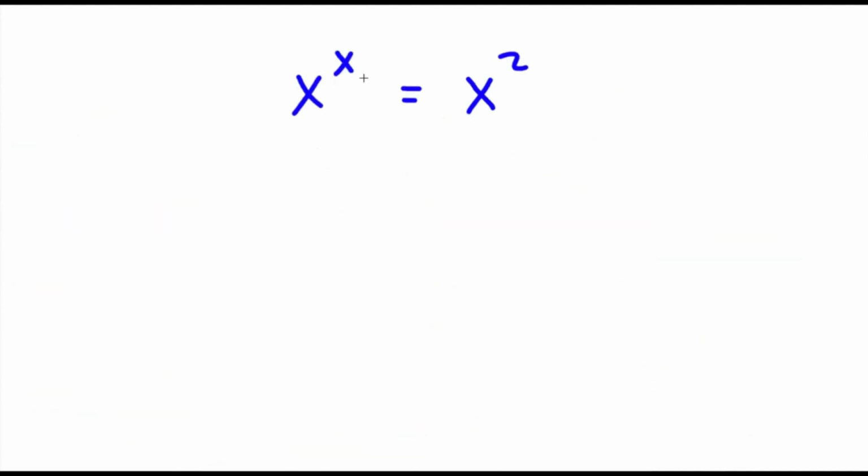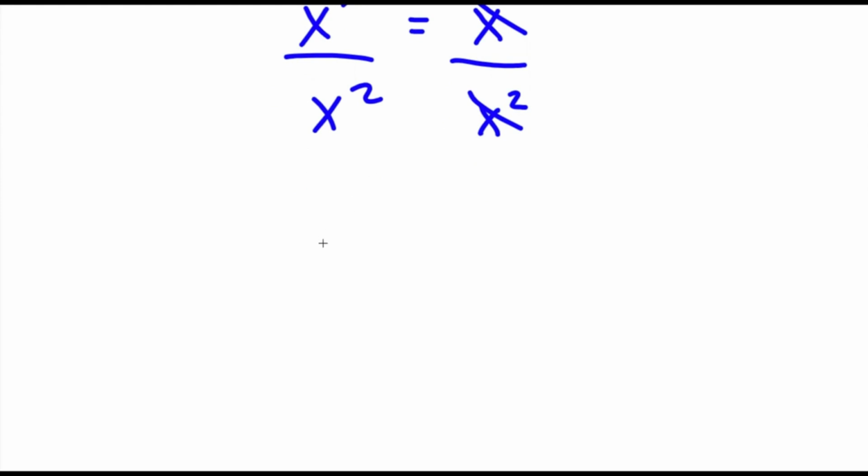Alright, so I have x to the power of x is equal to x to the power of 2. Now what I'm first going to do is divide both sides by x to the power of 2. So then these two will cancel out, and now I will be left with x to the power of x over x to the power of 2 is equal to 1.